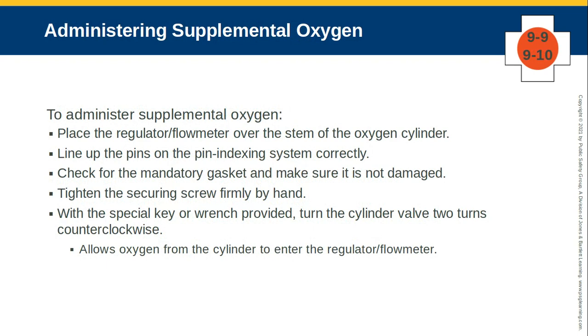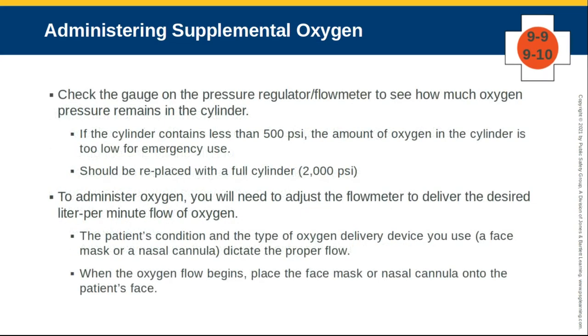Oxygen will only flow as far as the closed regulator and flow meter, and after you get the device in place, you're able to deliver oxygen to the patient. Now be aware, a full cylinder is at 2000 psi. If the cylinder you're working with on scene is less than 500 psi, it's going to be ineffective and not provide you enough time to finish treatment and transport the patient. Replace it with a full one.